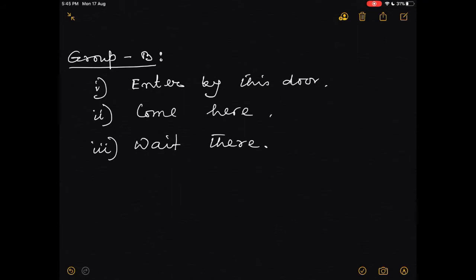Now look at the sentences and see the difference. Look at the first sentence. This is the verb, and this is the prepositional phrase.